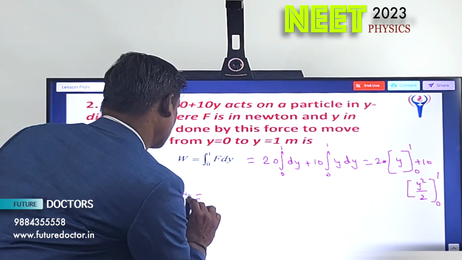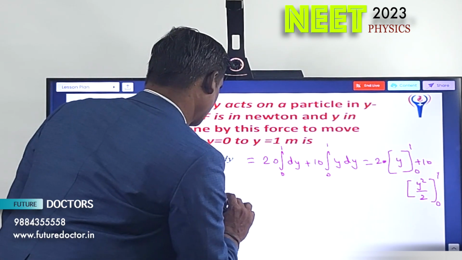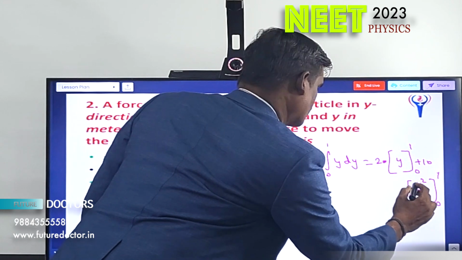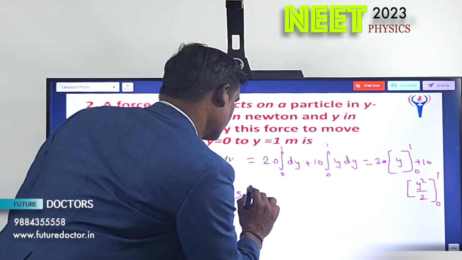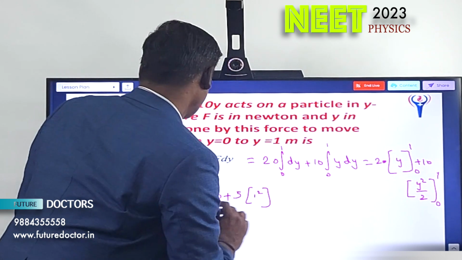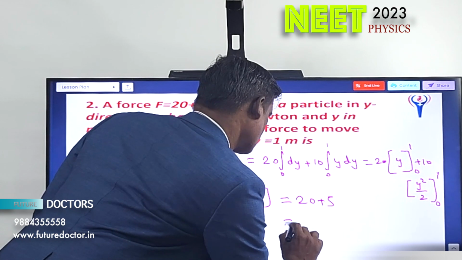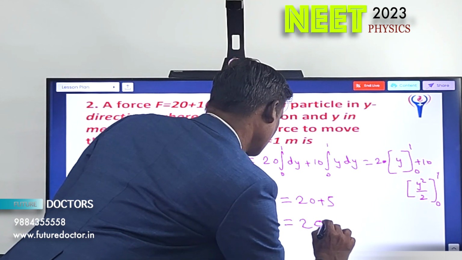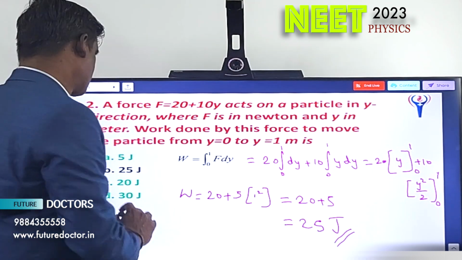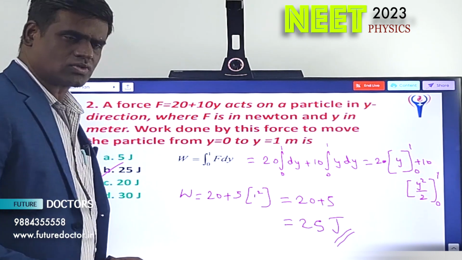W equal to 20 into 1 plus 10 by 2. If you simplify, you will get 5 into 1 square, that is the same. So that is equal to 20 plus 5 equal to 25 joules. Option B. Option B is the correct answer. Let's move to question number 3.